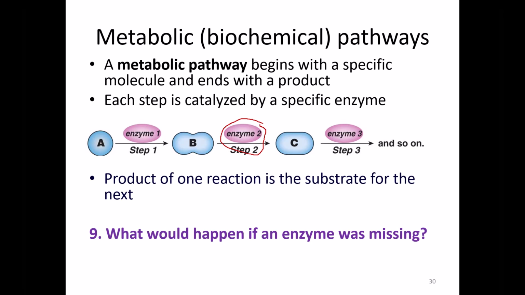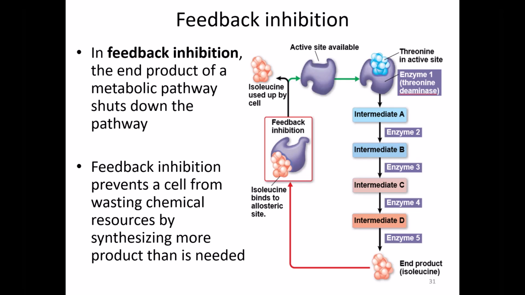If enzyme 2 was missing, we wouldn't get C, right? Product C. So we wouldn't be able to do step 3. So we wouldn't be able to get our final product if an enzyme was missing along the way. So we can control an entire metabolic pathway with feedback inhibition.